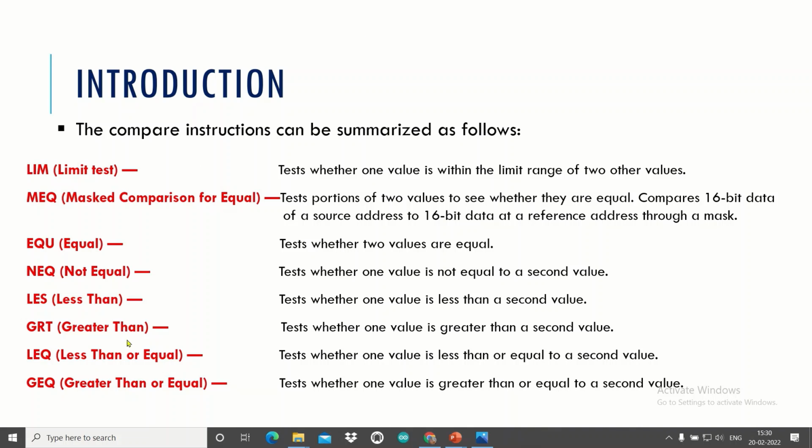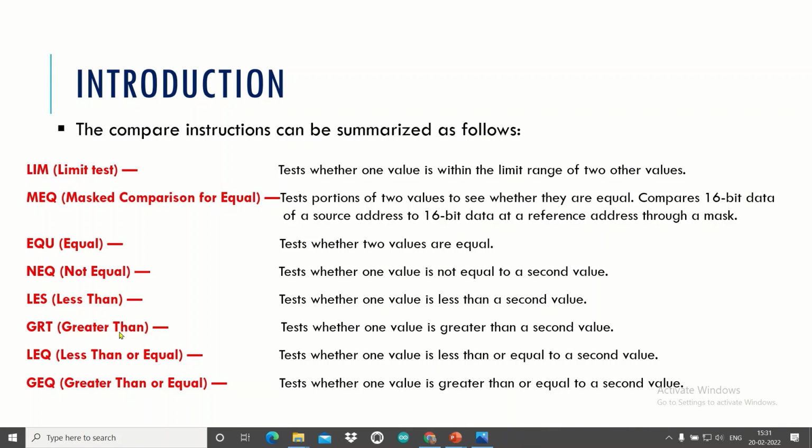Next comes equal. I don't think that needs any further discussion. Not equal. Then comes less than. Now you see, it tests whether one value is less than a second value or it is greater than a second value.